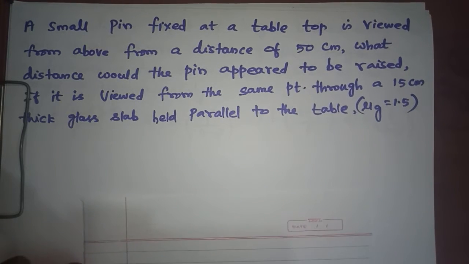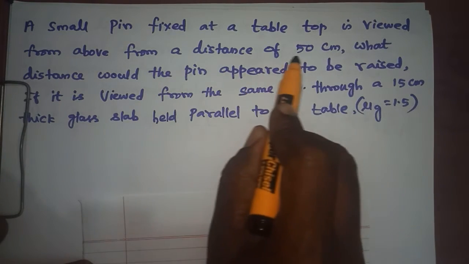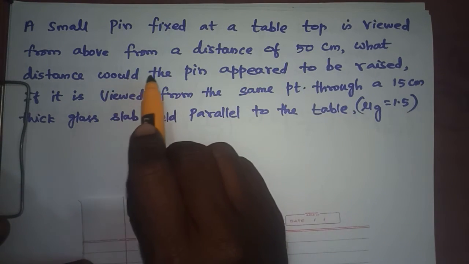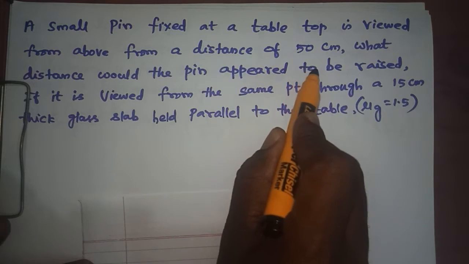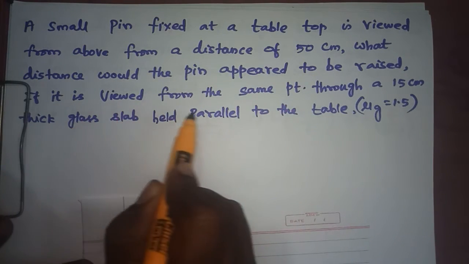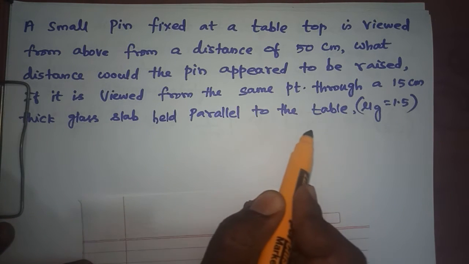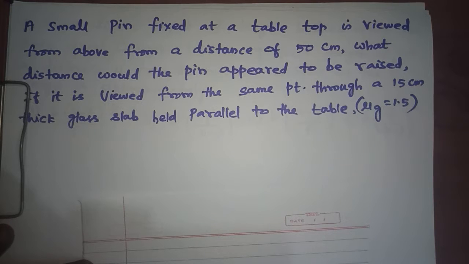Let us do a sum over here in physics. A small pin fixed at a tabletop is viewed from above from a distance of 50 centimeter. What distance would the pin appear to be raised if it is viewed from the same point through a 15 centimeter thick glass slab held parallel to the table, mu g equal to 1.5?